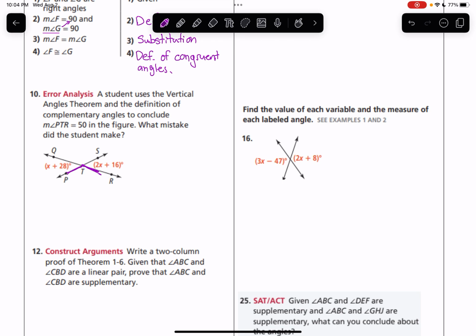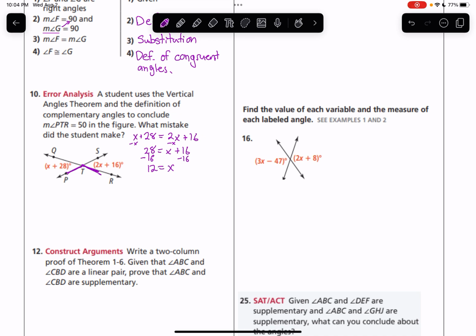So if we start out with our vertical angles, we know that x plus 28 is equal to 2x plus 16. And then we can go ahead and solve this equation. So subtract x from both sides. So 28 equals x plus 16. Then, of course, subtract 16 from both sides. And we get 12 equals x. So x is equal to 12.